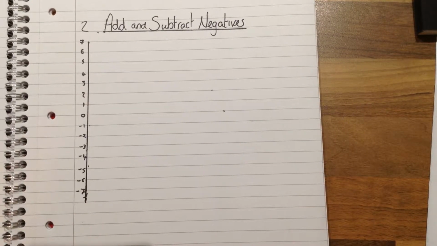Today we're going to look at adding and subtracting negative numbers. If you can get me the title, grade and today's date into your book, don't forget to underline the title.